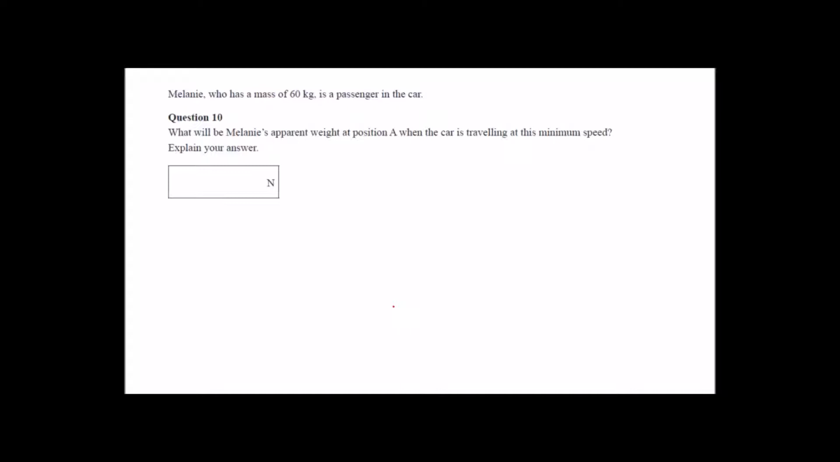Melanie's got a mass of 60 kilos. She's a passenger in the car. What will her apparent weight be at position A when the car is travelling at this minimum speed? Explain your answer. So, 0 newtons. So you shouldn't spend any time on calculating that one.